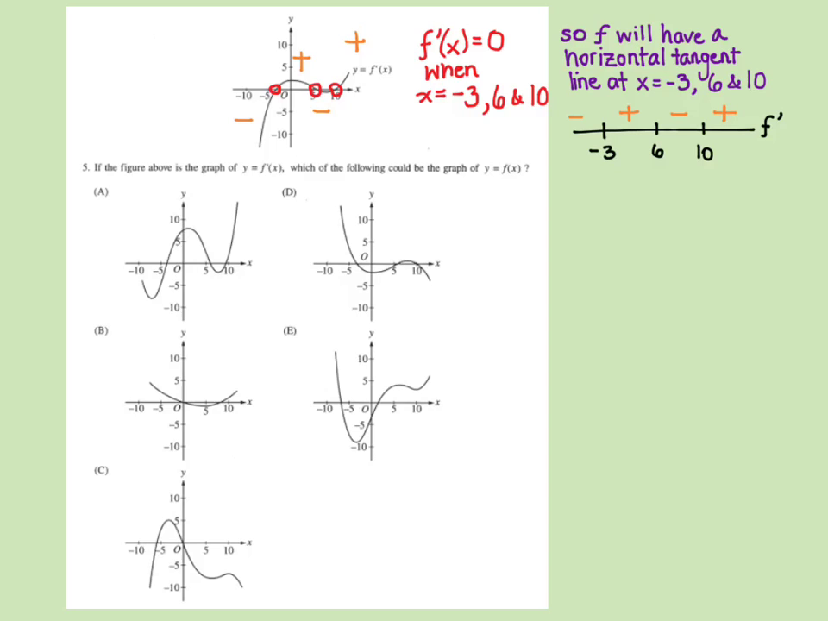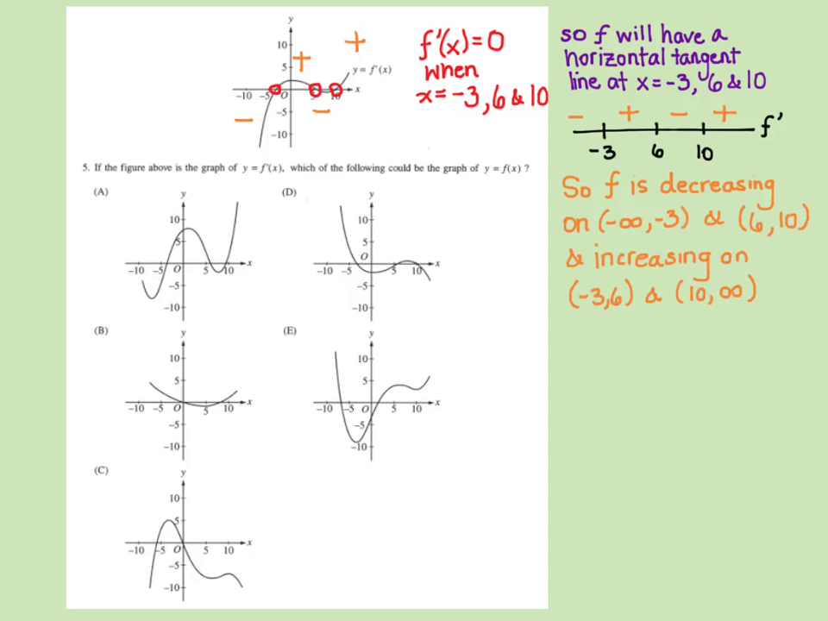Now remember, if we're going backwards to f, these represent the slopes. So the slopes are going to be positive or negative according to this number line. That means that f is decreasing from negative infinity to negative 3 and from 6 to 10, and increasing from negative 3 to 6 and from 10 to infinity. So now let's go and look at these graphs and see if we can find the right answer.